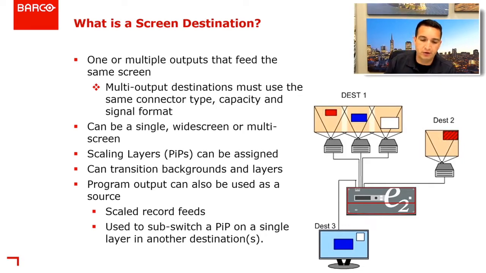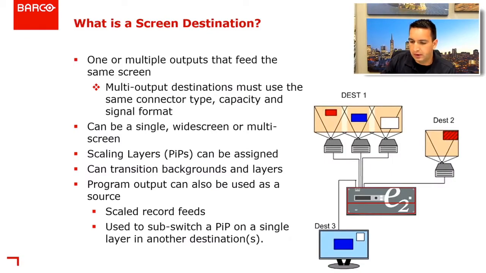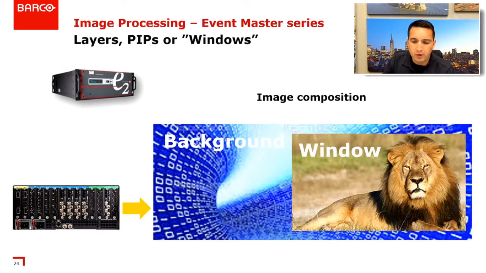Right, so here we have an example: Destination 1 is a 3-projector blend with multiple pips in it. Destination 2 is a single screen output. Destination 3 is also a single screen, just not a projector, it's an LCD panel. So as far as that image composition, or that screen destination, it can support backgrounds, whether they are a live, a matte, or a still store background.